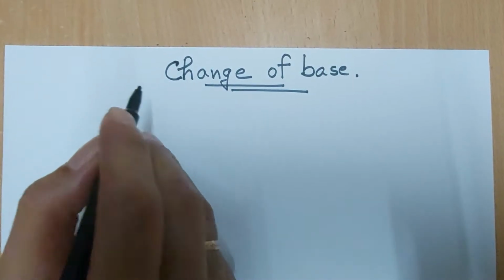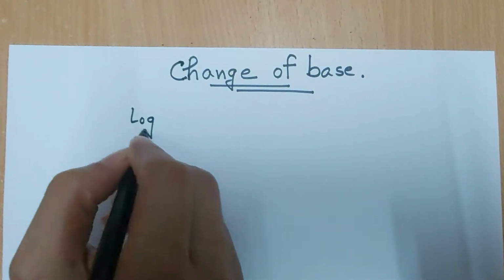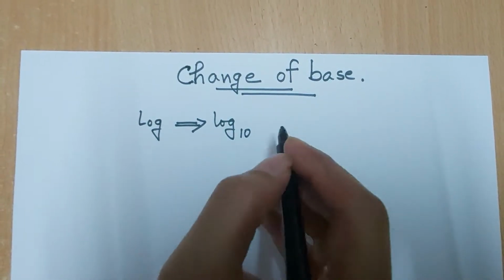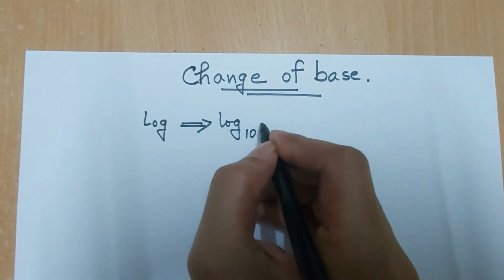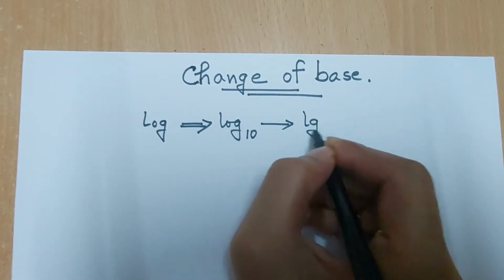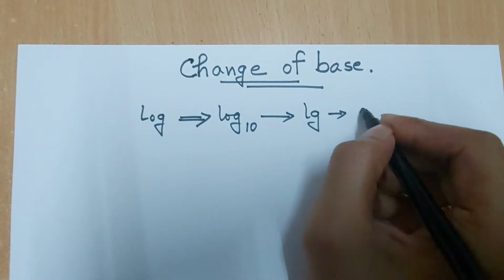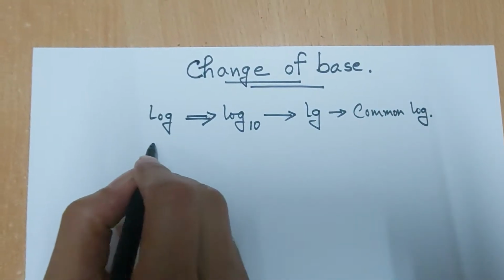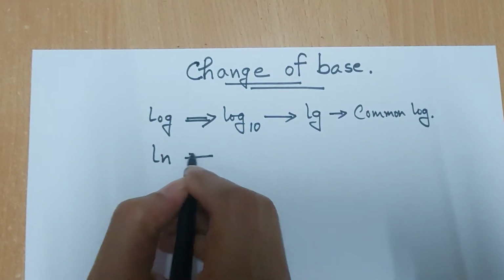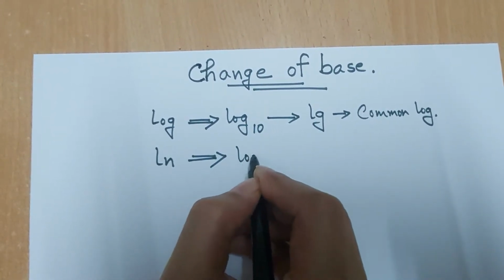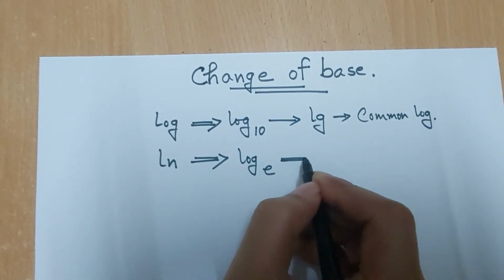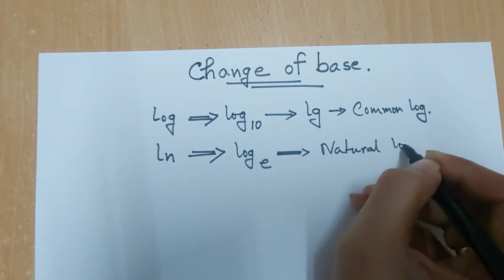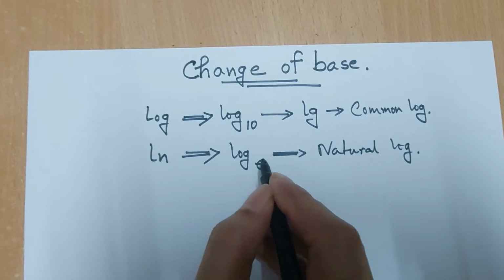Everyone should know that when it is written log, it implies log base 10. It can also be written as lg, and that is called common log. And when it is written ln, that is natural log, which implies log base e. That is natural log.